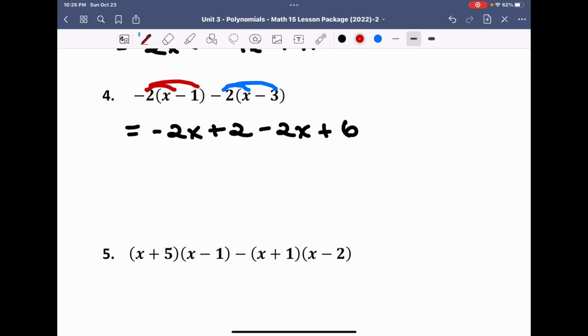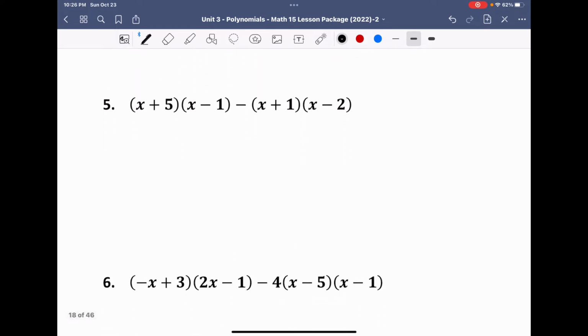Now, I can do my underline technique: my x terms get a single underline and my constants maybe get a squiggle. And this is going to be equal to, well, negative 2x minus another 2x is negative 4x. And 2 plus 6 is positive 8.